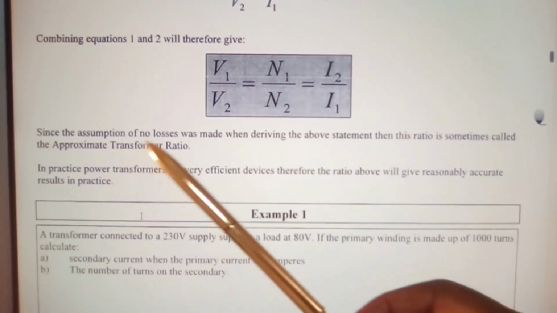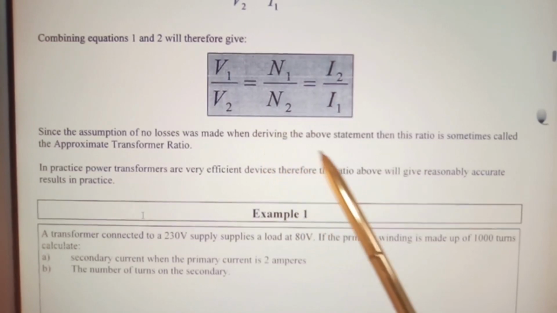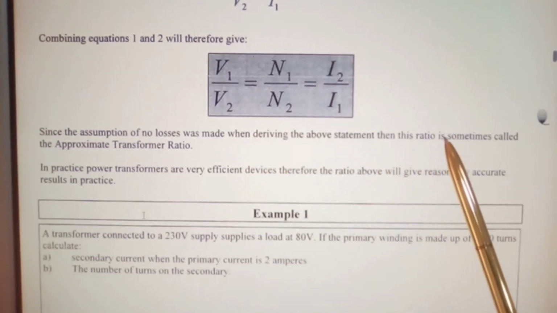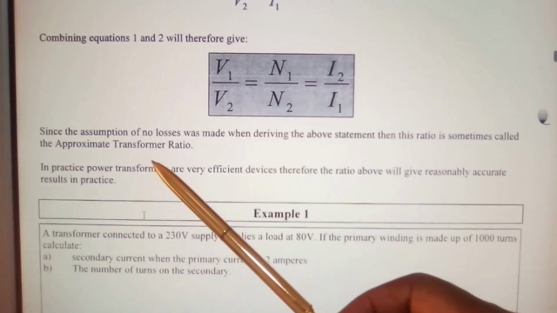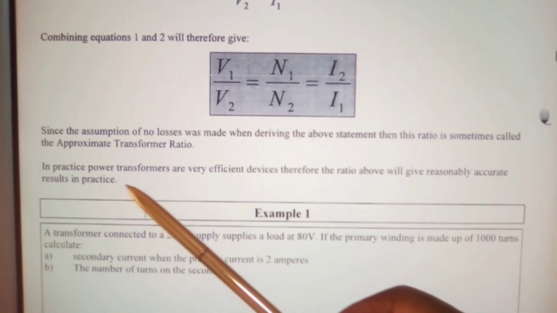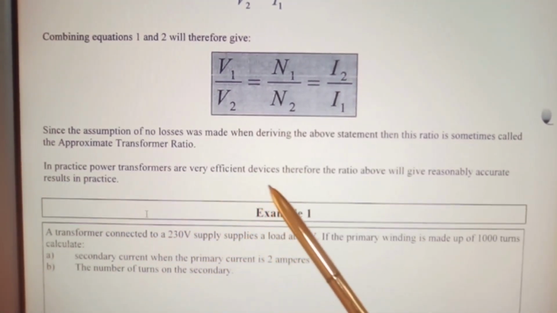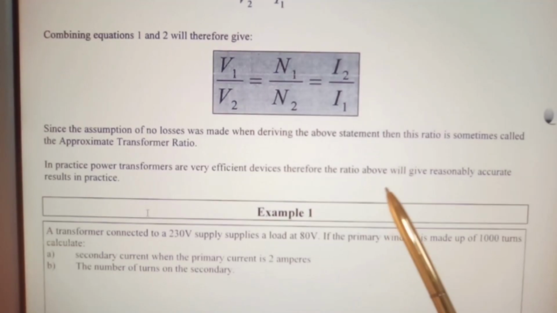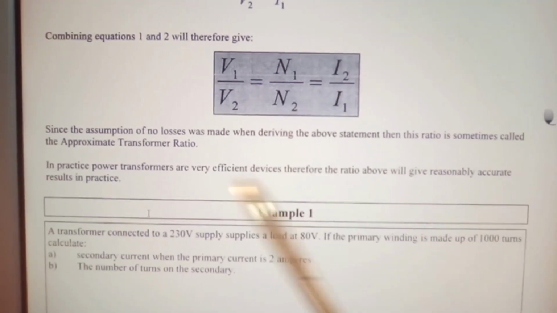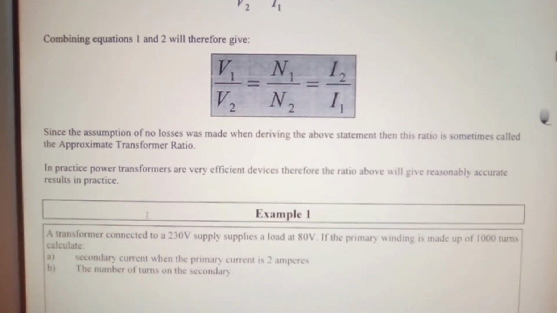Since the assumption of no losses was made when deriving the above statement, this ratio is sometimes called the approximate transformer ratio. In practice, power transformers are very efficient devices, therefore the ratio above will give reasonably accurate results in practice.